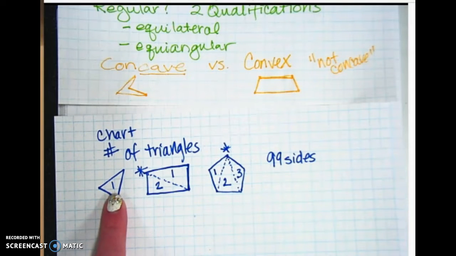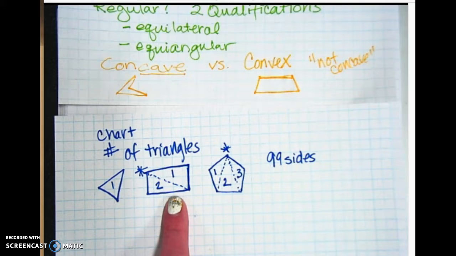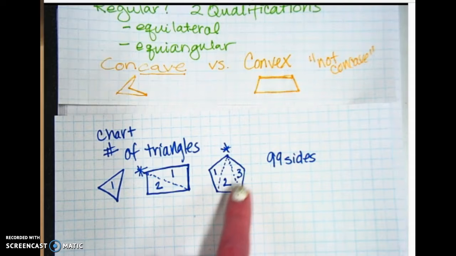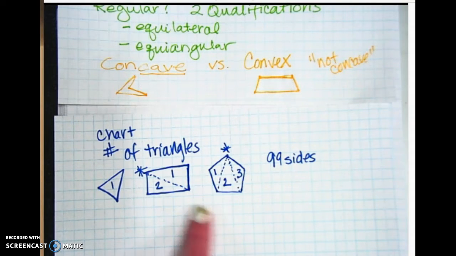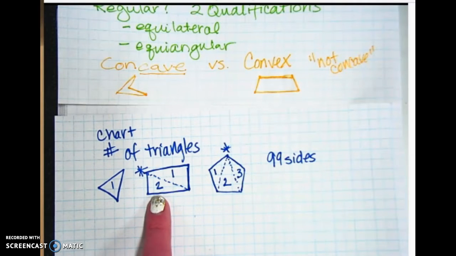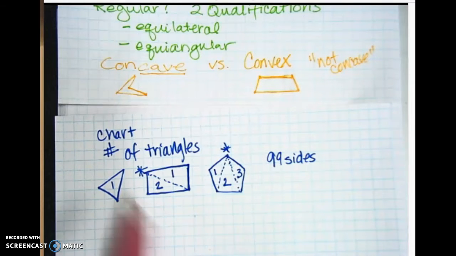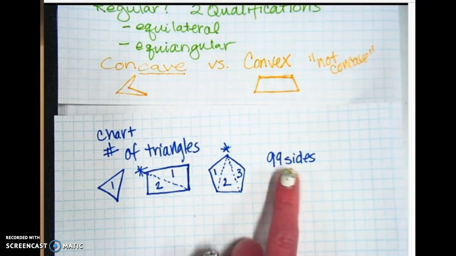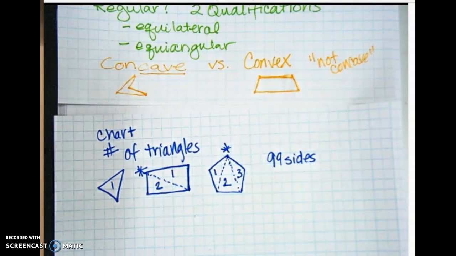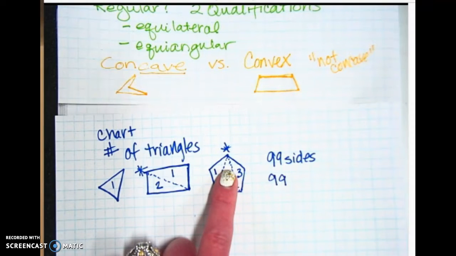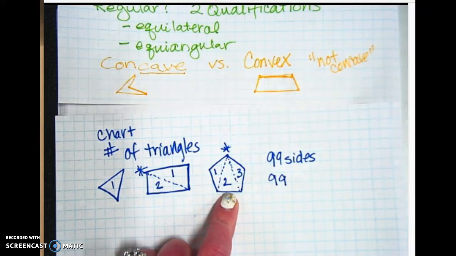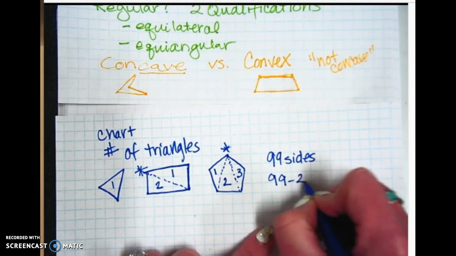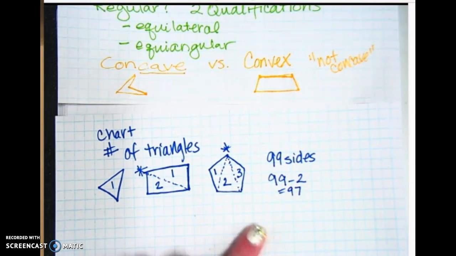So how many sides did this triangle have? 3. How many sides did this quadrilateral have? 4. How many sides did this pentagon have? 5. So inside the 5-sided polygon, there were 3 triangles. Inside the 4-sided polygon, there were 2 triangles. Inside the 3-sided polygon, there was 1 triangle. Anybody think they can see a pattern, maybe, and figure out how many triangles might be inside of a 99-sided polygon? Not 99, but you're the closest guess so far. 96. How about 97? Right? So if this had 5 sides, we would subtract how many to get to 3? 2. So you go 99 minus 2. That means it's going to have 97 triangles inside of it.